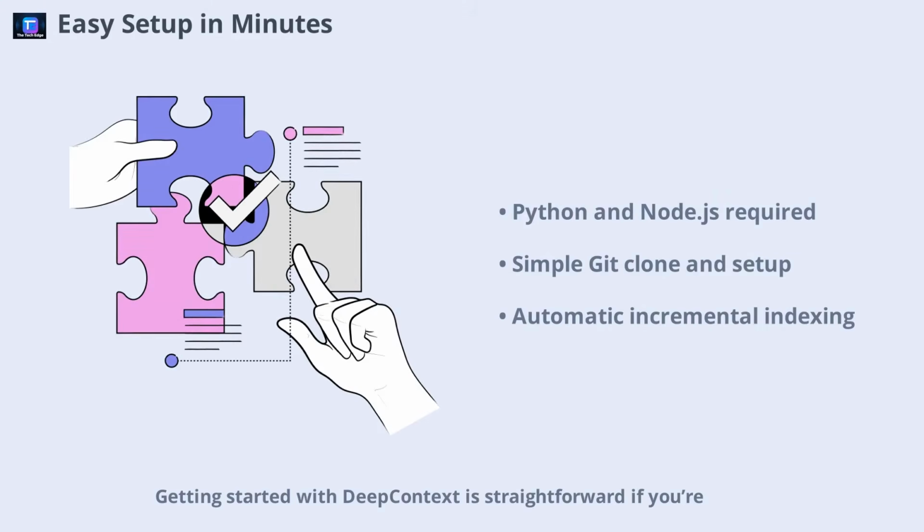Getting started with DeepContext is straightforward if you're comfortable with Python and have an MCP-compatible AI client. You'll need Python 3.9 plus Node.js and Git. After cloning the repository and setting up a virtual environment, you install dependencies and configure your MCP server. Indexing your codebase is a one-time process, and DeepContext automatically updates as files change. For most projects, the initial setup takes just 10-15 minutes.